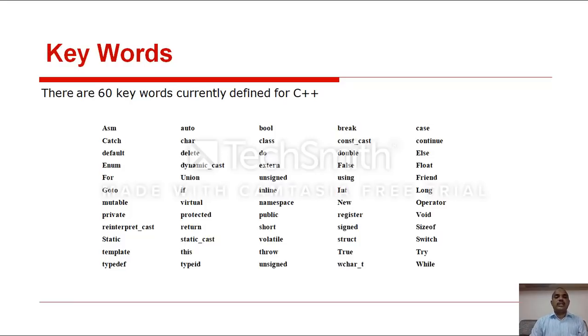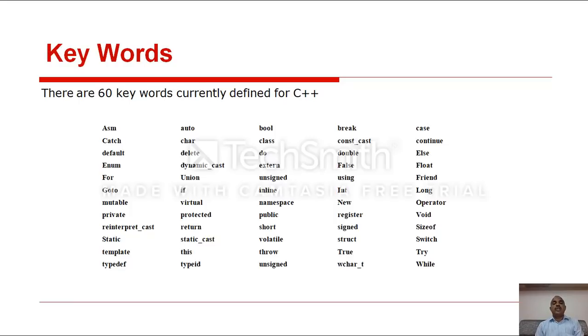Then dynamic_cast, later we will discuss. Extern storage class, false. So this is a new keyword in C++. Float, then for, union, unsigned, using, friend. Friend is also a new keyword in C++. Later we will discuss in second unit. Goto is an unconditional control structure. Simply it is used to transfer the control from one place to another place. We should use labels.